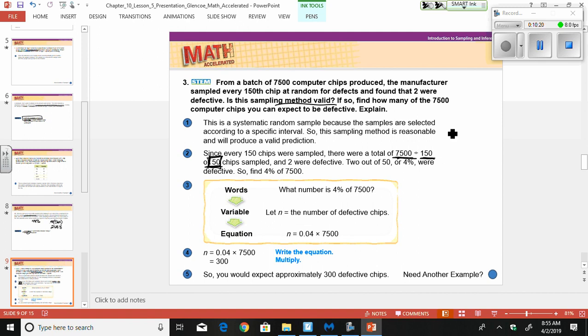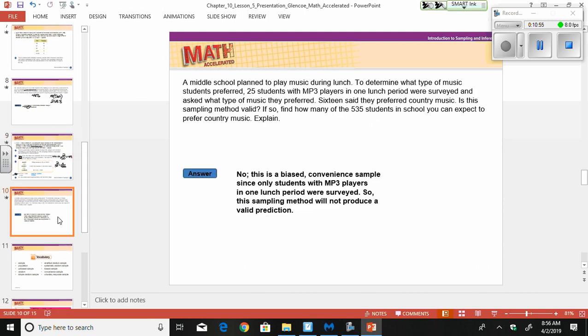50 chips were sampled, so 2 out of 50 were defective, which is 4%. Okay, so 4% of 7,500. To find how many are defective out of the entire batch, we take 4% times 7,500. You can also take 2 out of 50 and use proportion if you would like. It's up to you. So you would expect approximately 300 defective chips.